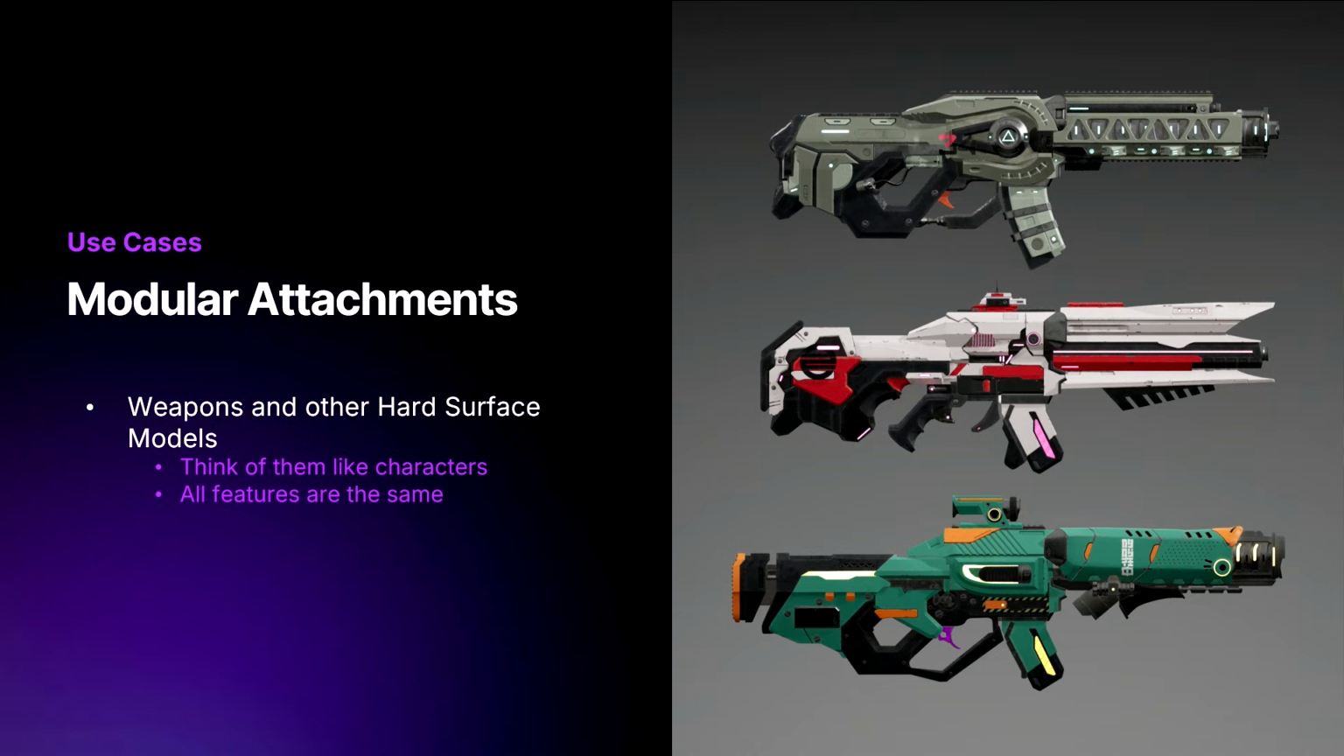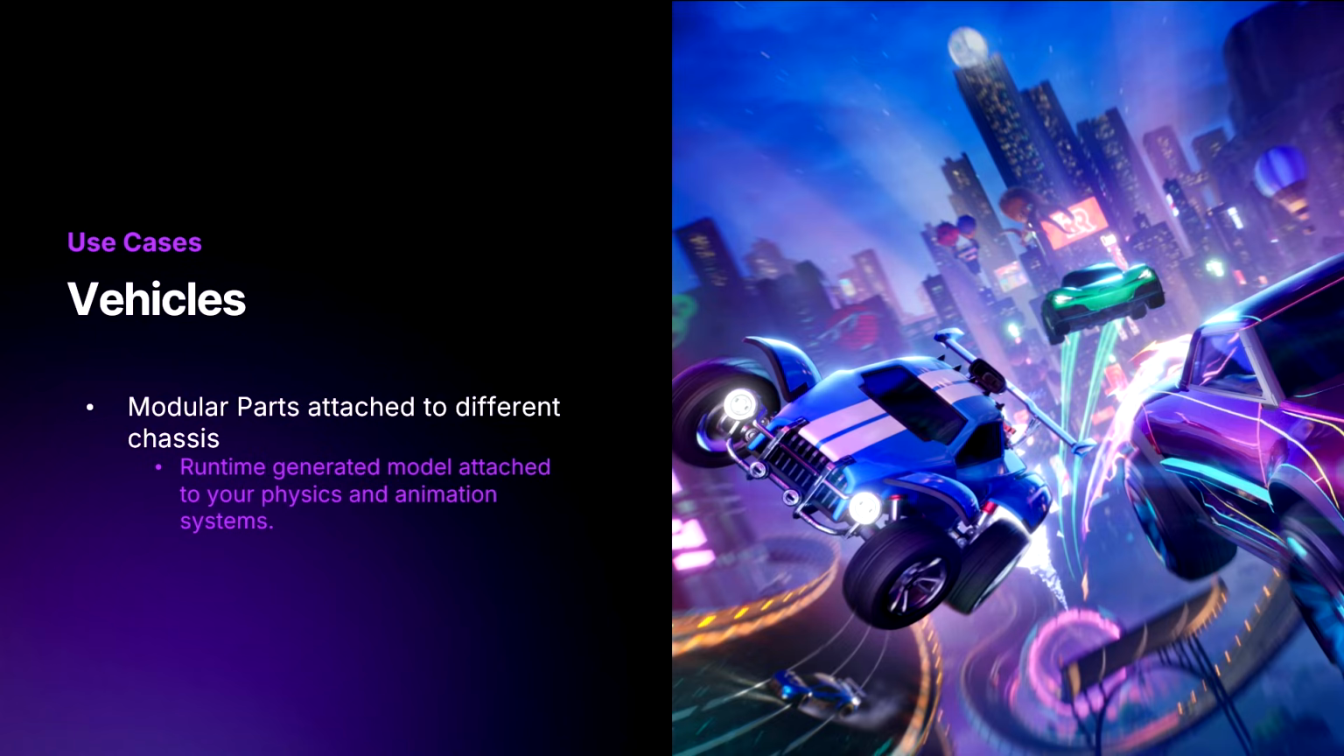The other area that you can use this is in modular attachments and systems for things like weapons that are more static, but you still want to combine parts together to create guns that have scopes and things like that. Just think of them like characters, and all the other systems apply. And then lastly, vehicles are another use case too. Similarly, you can attach things to chassis, combine those all together, output a skeletal mesh to use in something like KS Vehicle, for example, that can drive those skeletal meshes.